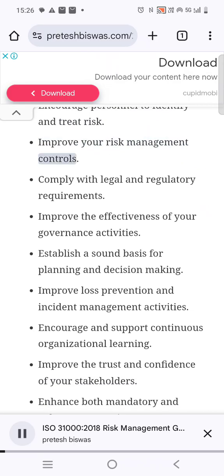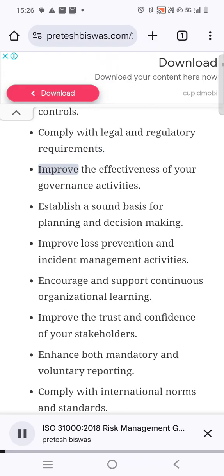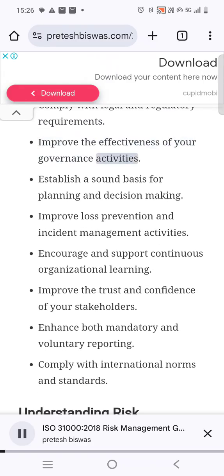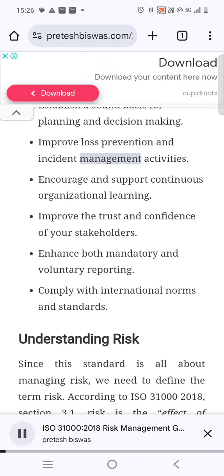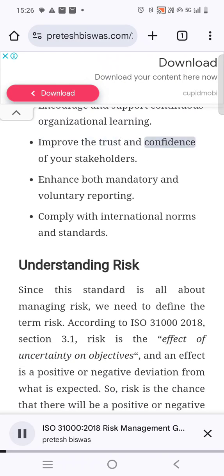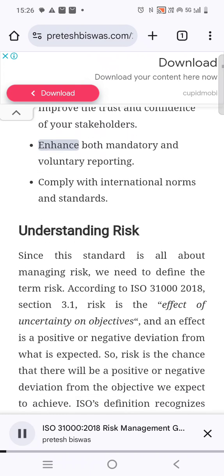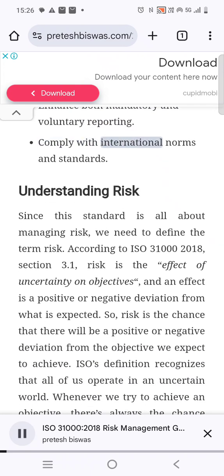Improve your risk management controls. Comply with legal and regulatory requirements. Improve the effectiveness of your governance activities. Establish a sound basis for planning and decision making. Improve loss prevention and incident management activities. Encourage and support continuous organizational learning. Improve the trust and confidence of your stakeholders. Enhance both mandatory and voluntary reporting. Comply with international norms and standards.